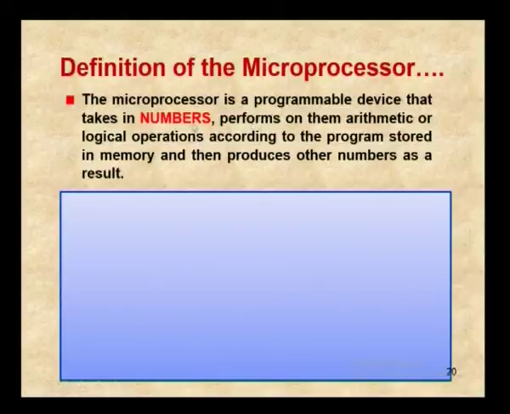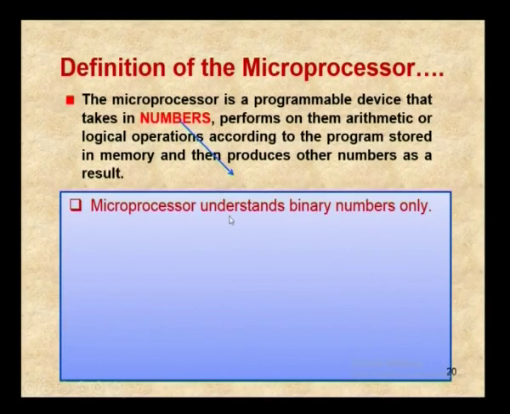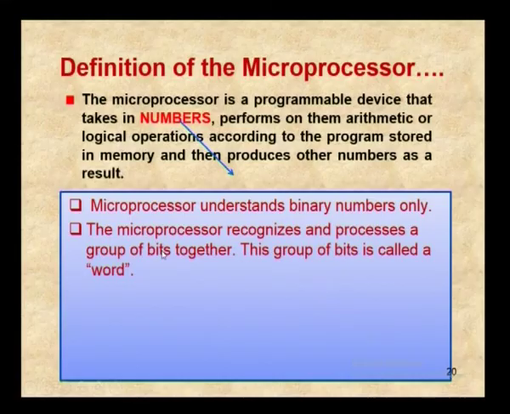Then we say that the microprocessor takes numbers. The microprocessor understands only binary numbers, not normal decimal numbers. So, it takes binary numbers, and it takes numbers as a group. The group of numbers, not single ones and zeros, but a group of ones and zeros.